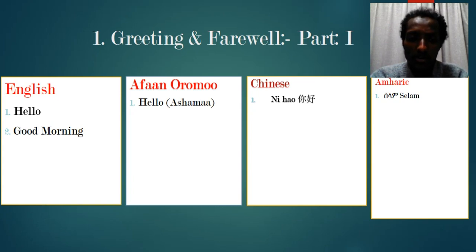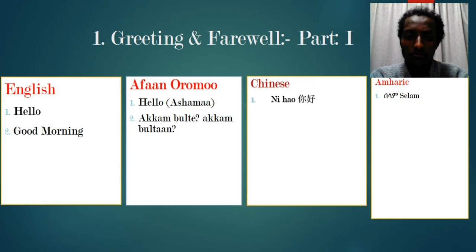Good morning, in case of Afaan Oromoo, we can use to say akkam bulte. If the person is singular, just a single person or a friend, akkam bulte. If there are a lot of people gathered together, or if we want to express our greeting for respect, we can say akkam bultan, a respectful way of expression.